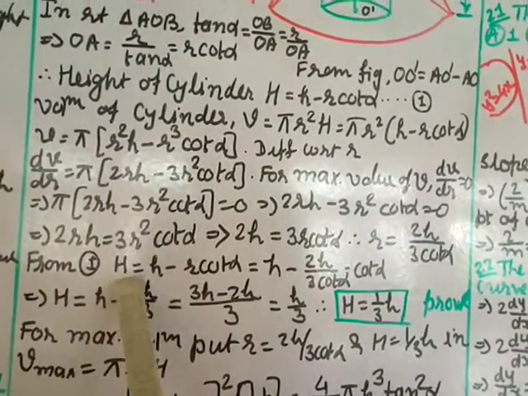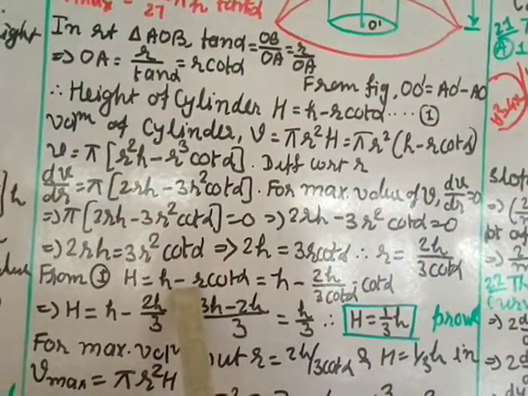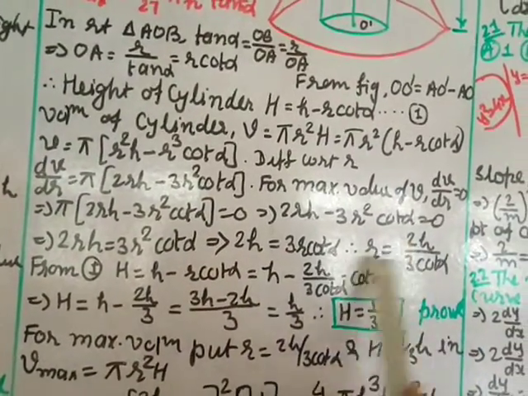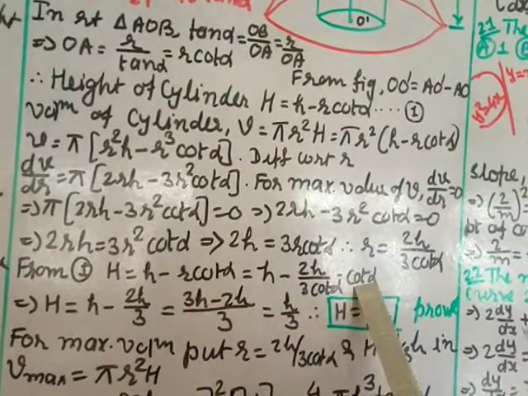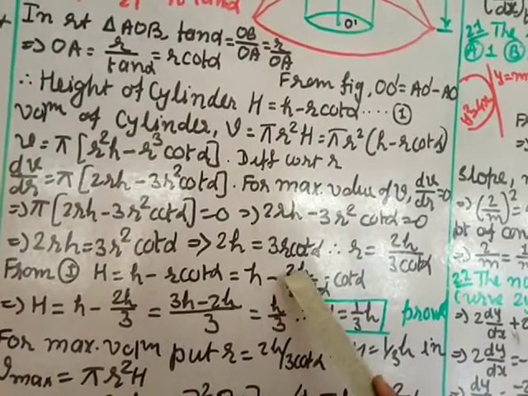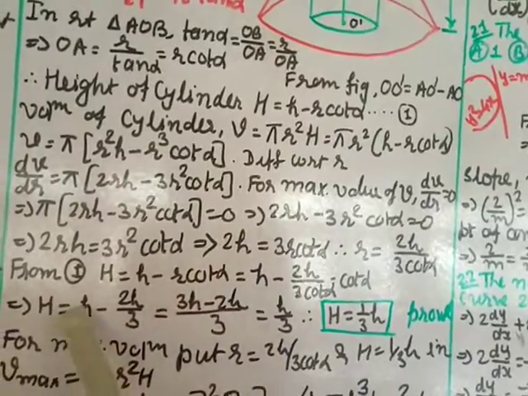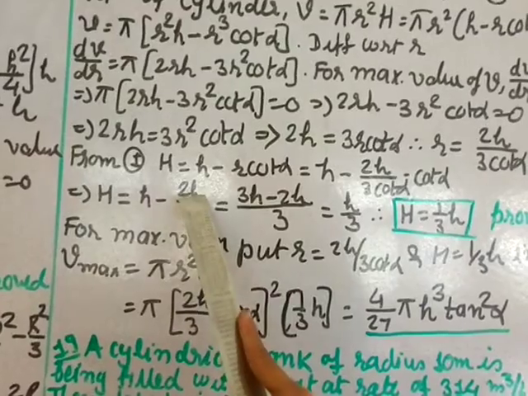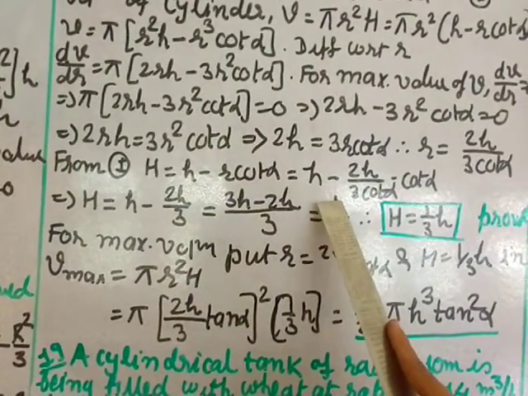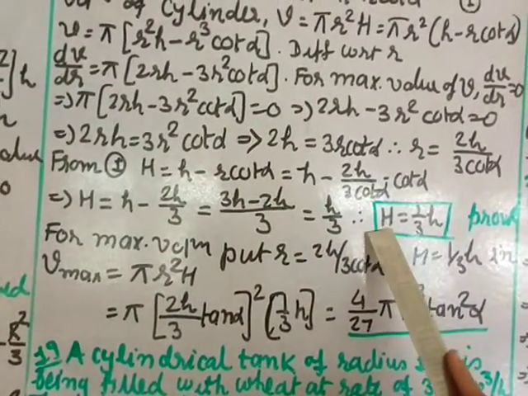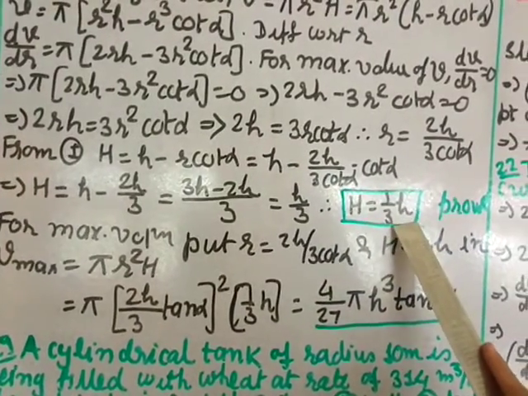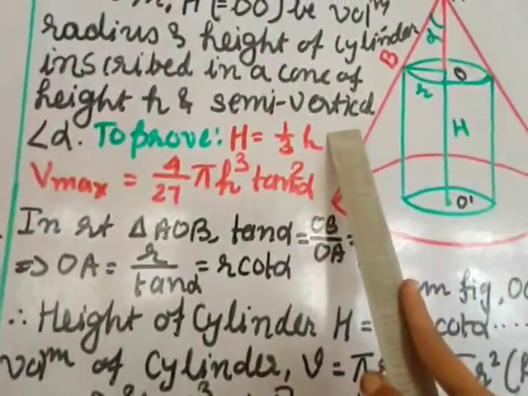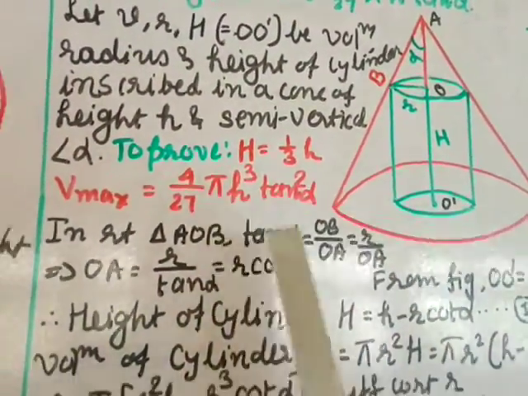From equation 1, H is equal to h minus R cot alpha, put the value of R that you have found here. So h minus, that is 2h by 3 cot alpha, and this cot alpha. Cot and cot cancel, so here remains 2h by 3 and here is h, so h minus 2h by 3. Take LCM, 3h minus 2h by 3, 3 minus 2 is 1, that is h by 3. So what you have proved is capital H is equal to 1 by 3 small h, that is, height of the cylinder equal to 1/3 of height of the cone. That is the first part we have to prove. So first part we have proved, now we will prove the second part.